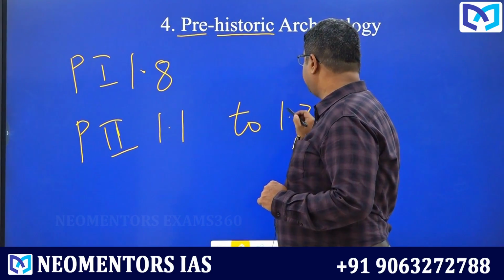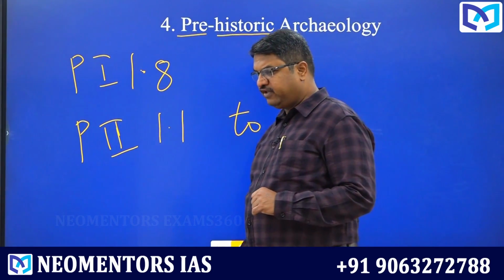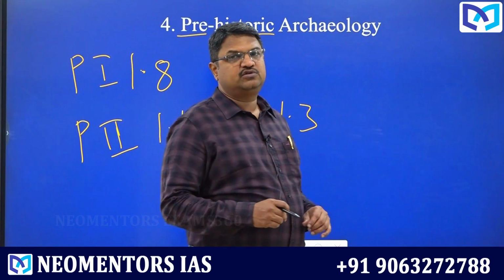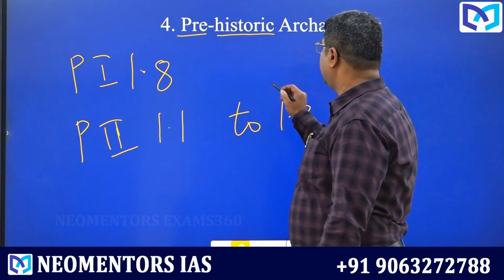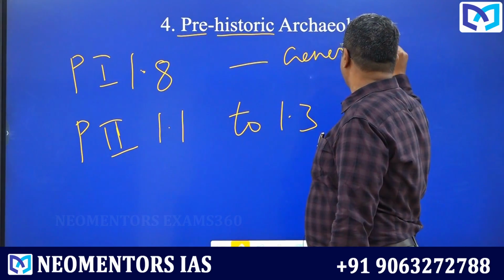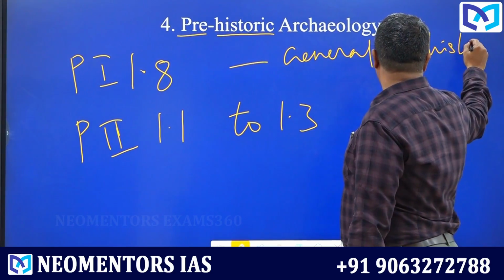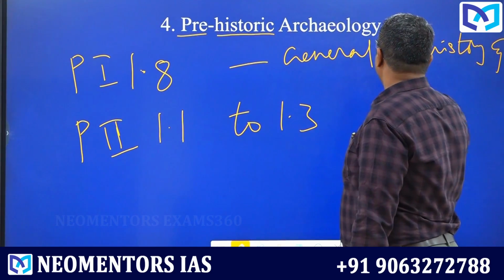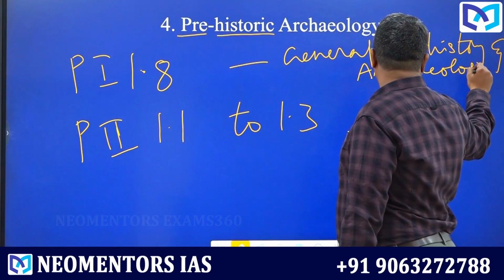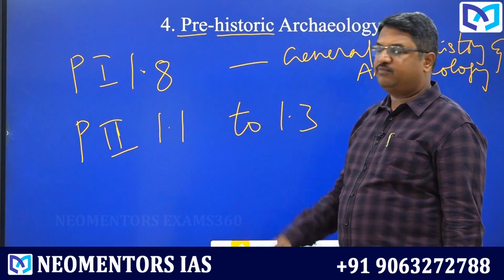So chapter 1 in paper 2 itself is a very big part which covers the prehistory of India. We can broadly summarize these two as this is general prehistory and archaeology, right? General prehistory and archaeology. What is archaeology? What is prehistory? We will discuss in detail. This is the general part. Okay. And what about this one? Paper 2, 1.1 to 1.3.